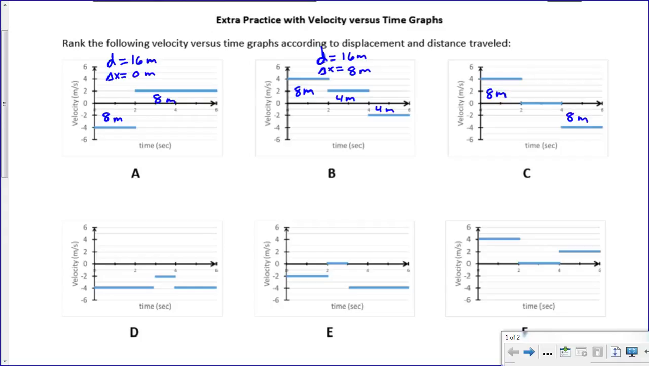So if we look here, our distance traveled is once again 16. Distance traveled equals 16. Our change in position is going to be equal to, there was one above the axis and one below the axis, so it's 8 minus 8, which gives you 0 for the displacement.